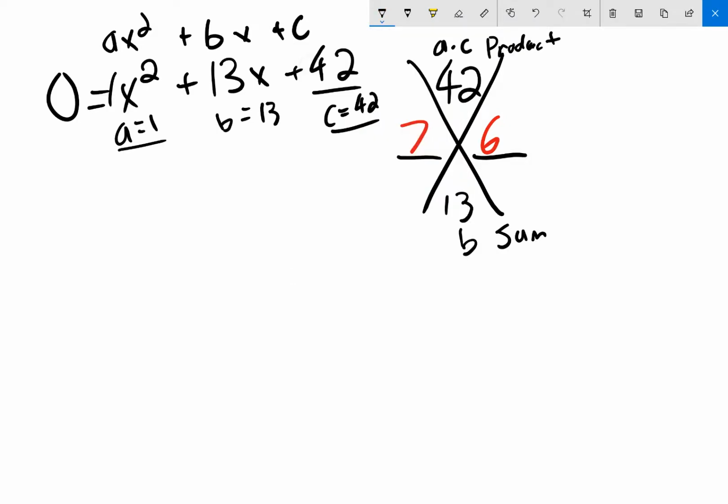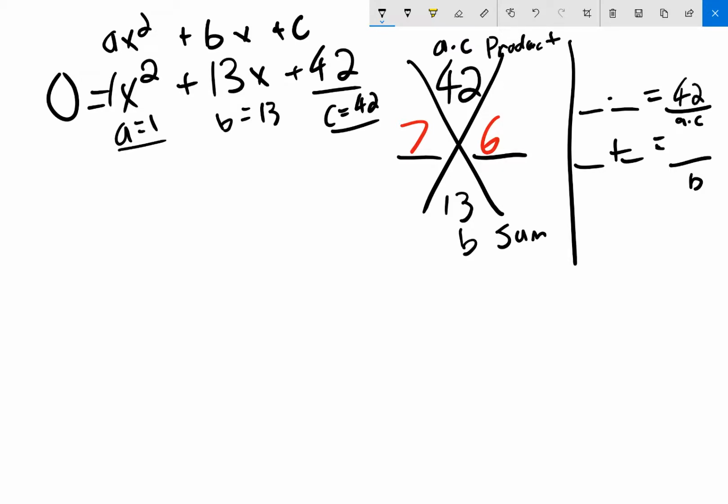You don't have to organize it as an x thing, by the way. If you want to draw it out differently, you can. You can just say something times something will equal your a times c, and something plus something will equal your b value. That's essentially what the x thing does. But again, it's just a visual depending on how you want to organize your thoughts. So yeah, a times c was 42, b was 13, and this is just another way of illustrating our point. But we get the numbers 7 and 6, which is what we want.